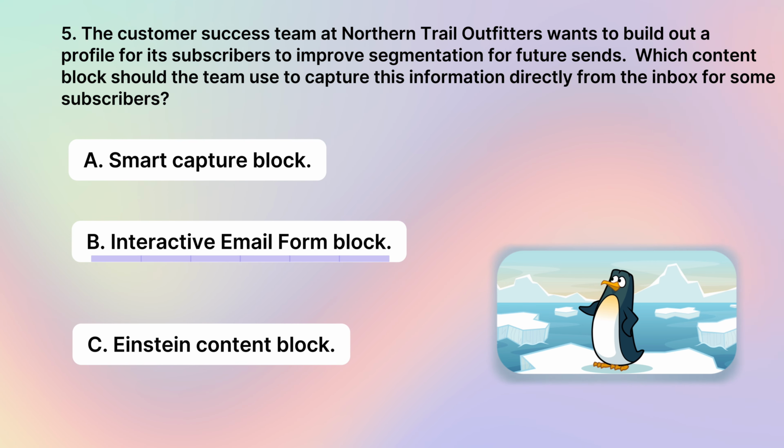On the other hand, the Smart Capture Block is not the correct answer because it does not capture information directly from the inbox. It usually involves redirecting users to a separate landing page or form to input their details, which might lead to a less smooth user experience. The Einstein Content Block is also an incorrect answer because it is not specifically designed for capturing profile information from subscribers. The Einstein feature in Salesforce Marketing Cloud focuses on artificial intelligence and predictive analytics capabilities, rather than data capture or profile building.